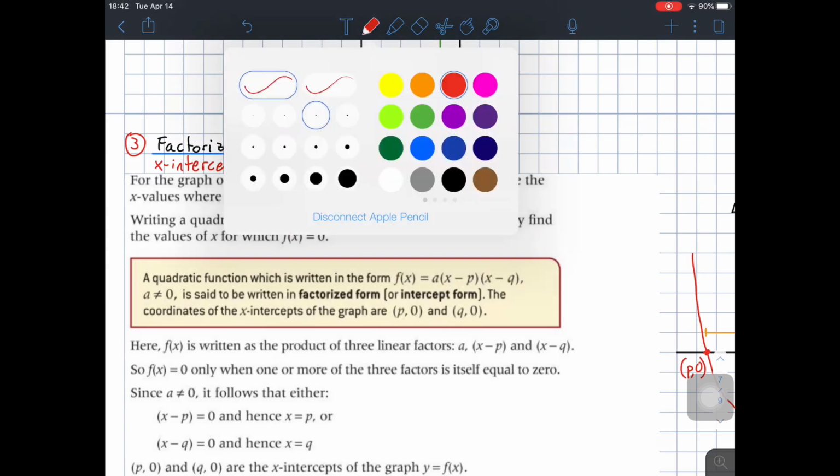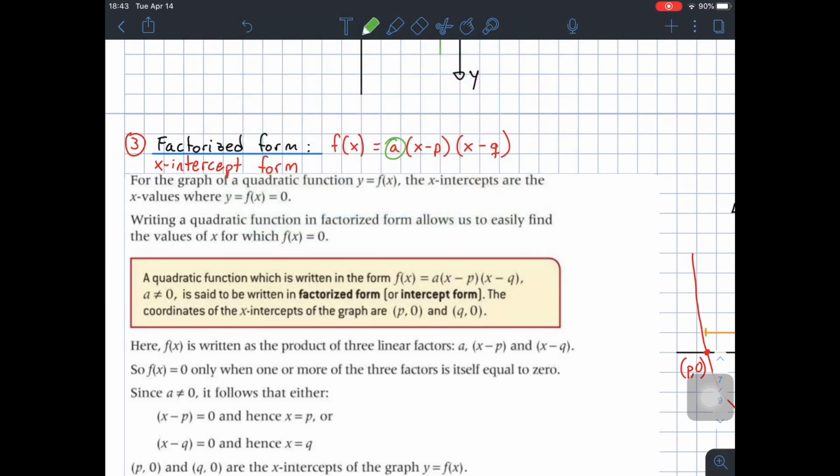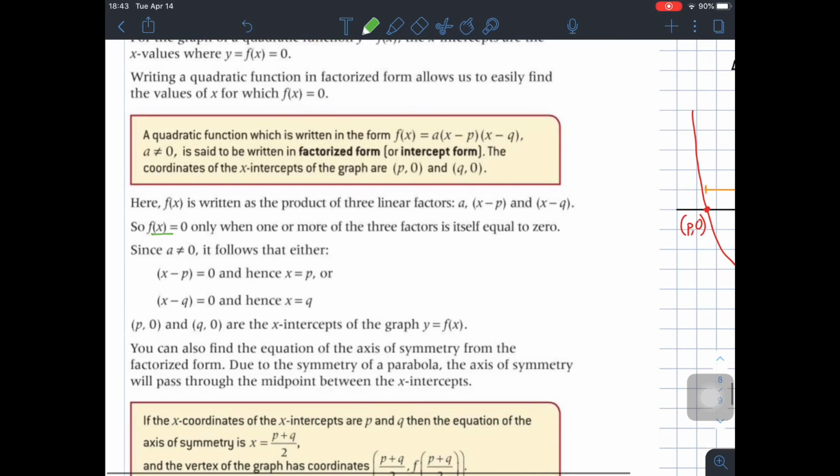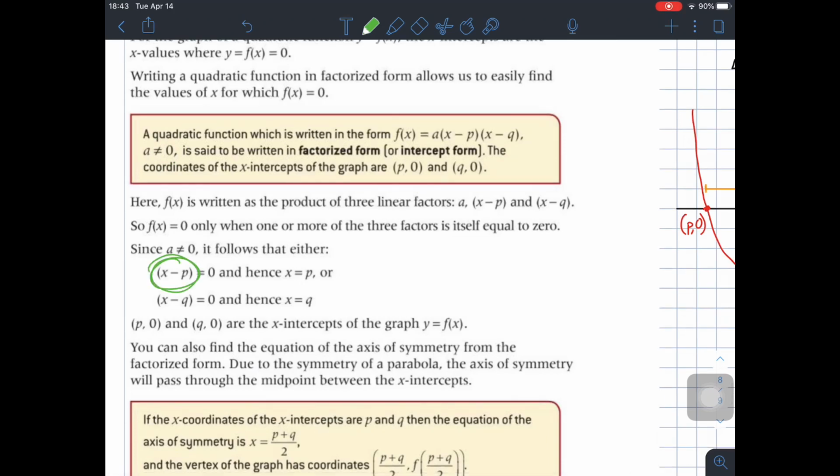A is a factor, x minus p is another factor, and x minus q is another factor. Why is that important? Here it says, f of x is 0 only when one or more of the three factors itself equals 0. Since a cannot be 0, because we defined a as a number different from 0, the other alternative is that either x minus p, the first factor, is 0, or x minus q is 0.